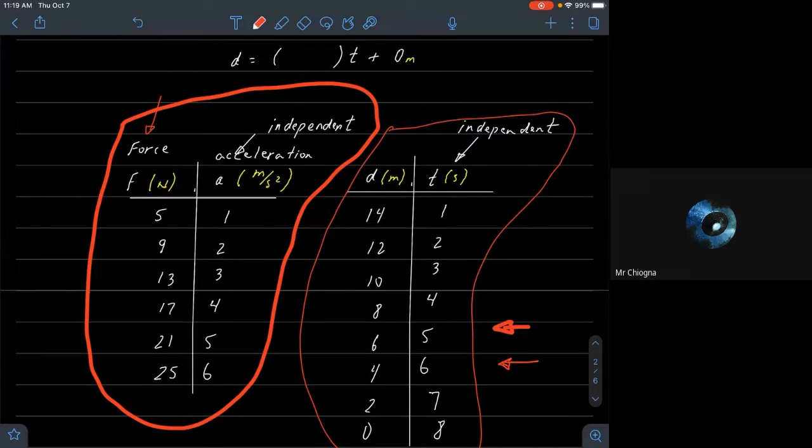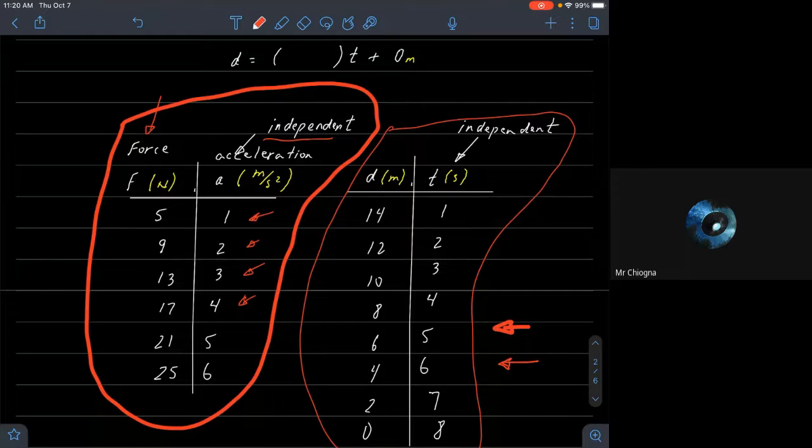Usually the way to tell which one is the independent is to look for numbers like this. They're obviously hand-picked. 1, 2, 3, 4, 5, 6. Those are hand-picked. Those are chosen. So that's your independent. Independent goes on the horizontal, and what's left over goes on the vertical.